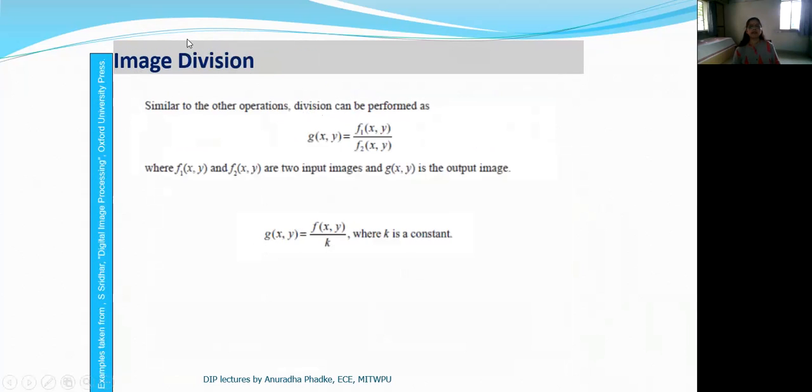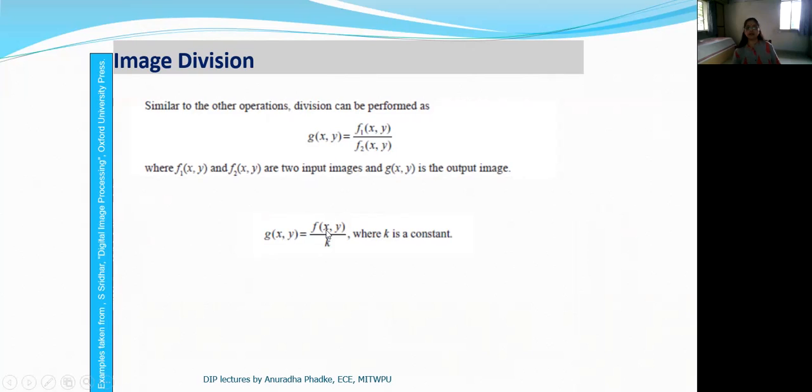Similarly, we can have the image division operation. We can divide two images as shown here. f1(x,y) divided by f2(x,y) gives you the processed image g(x,y). Again, like addition or subtraction or multiplication, this division is pixel by pixel division. We divide the pixel value at location (x,y) from image f1 by the pixel value at the same location, that is location (x,y), from image f2. So this is image by image division.